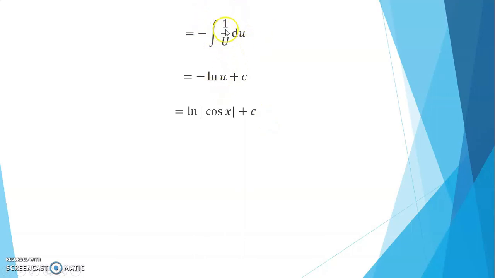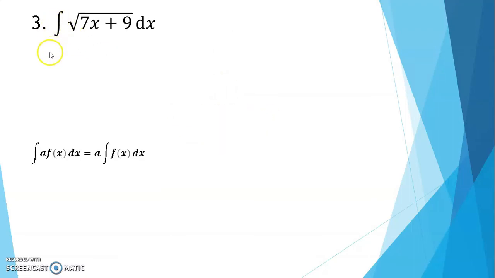As we let earlier, cos x equal to u, and we substitute it, it will become like this. So the integration of 1 over u gives ln u. So this is ln u plus c, and then we substitute back the u, so we actually get negative ln cos x plus c.